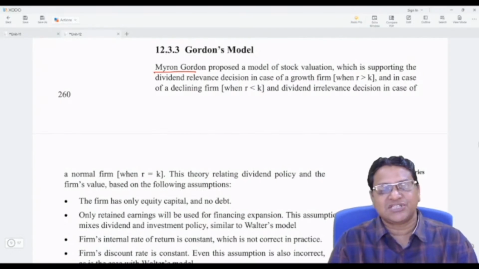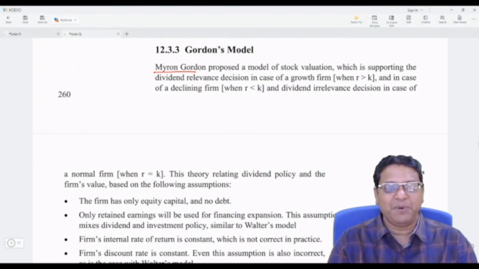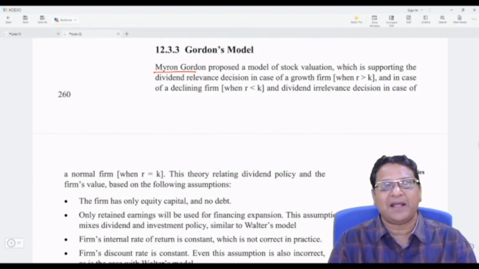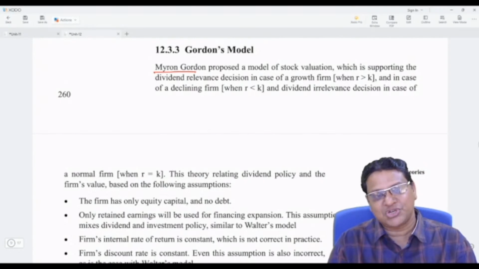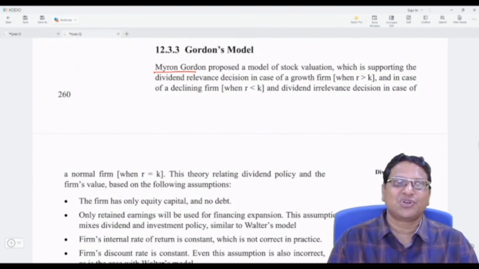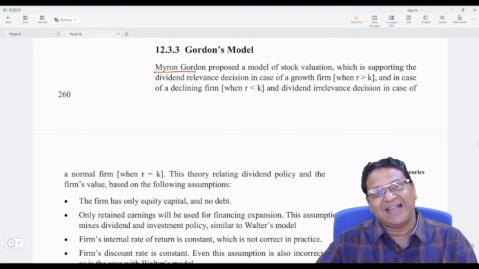That means in case of growth firm, the dividend payout ratio should be 0, and in case of decline firm, the dividend payout ratio is 100%, and in case of normal firm, the dividend payout does not affect the value of the firm. Now we'll discuss Gordon's model. Gordon has explained this with the help of a separate valuation model, but the recommendations are the same.